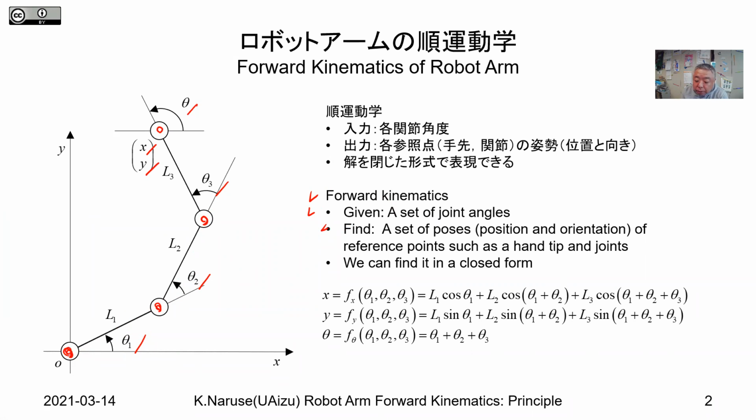So in this case, we need to know the pose of these four points, positions and orientation. And then in this case, we can find the positions in an equation in the closed form. For example, the hand position, x, y, and its orientation, theta, can be represented in this equation. So this is the forward kinematics of the robot arm.